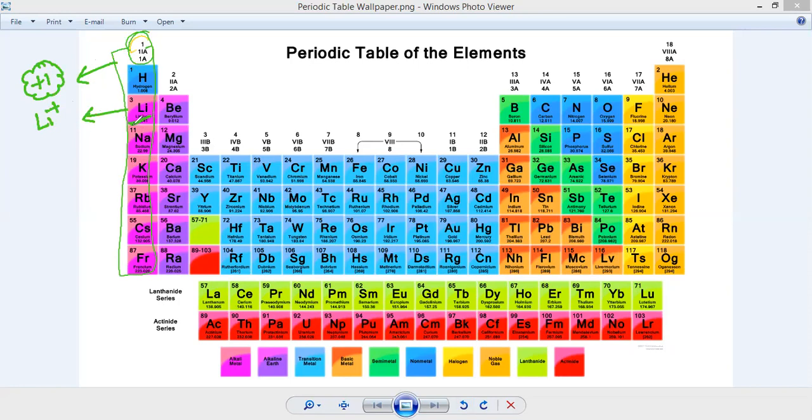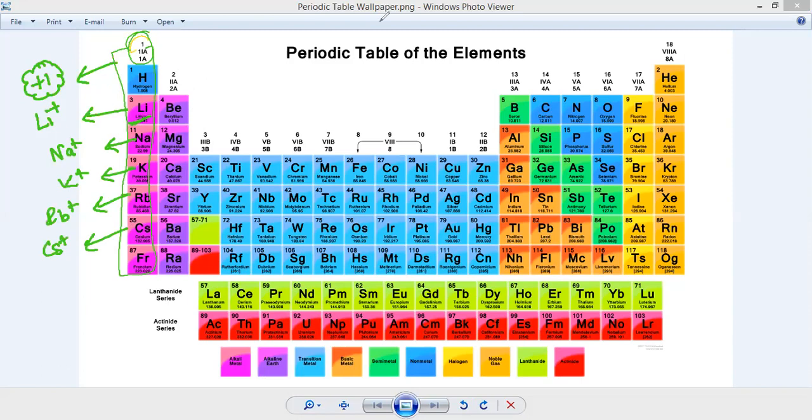So all the cations in this group will have a valency of +1. Sodium will be Na+, potassium will be K+, rubidium will be Rb+, cesium will be Cs+. Is it clear?